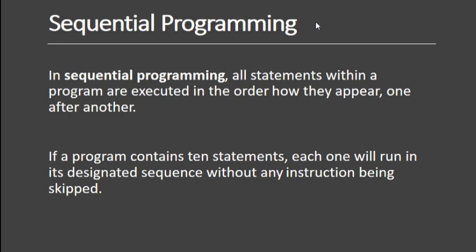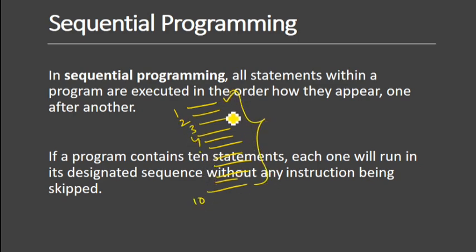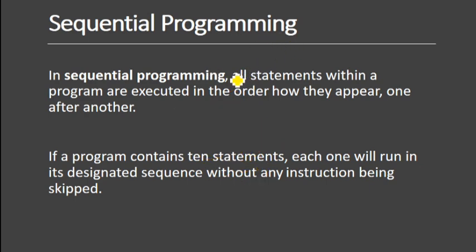Let me discuss what is meant by sequential programming. In sequential programming, all statements within a program are executed in the order in which they appear, one after another. For example, I am writing a program of 10 instructions: instruction 1, instruction 2, 3, 4, up to 10. All the instructions are executed line by line without skipping any statement. Every statement is executed. That is nothing but the sequential programming method. If a program contains 10 statements, each one will run in its designated sequence without any instruction being skipped.